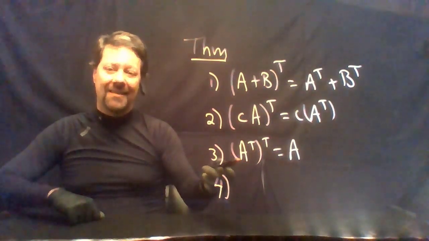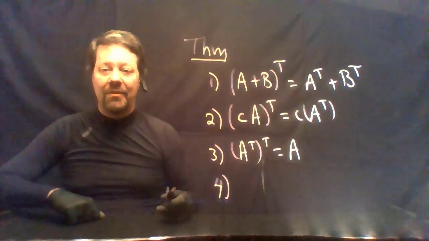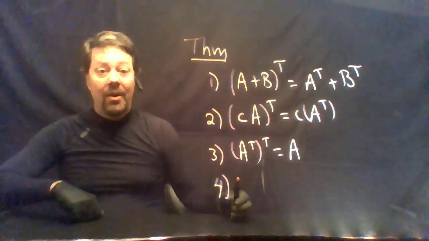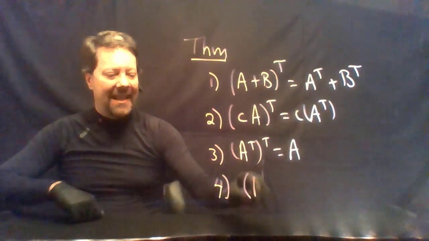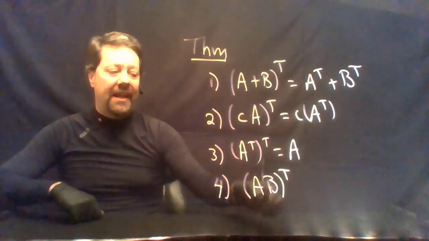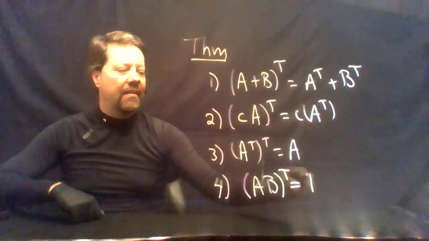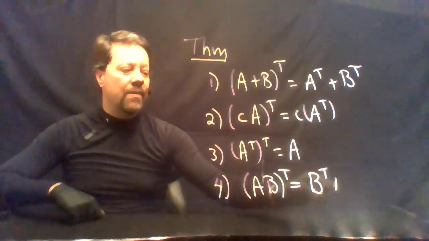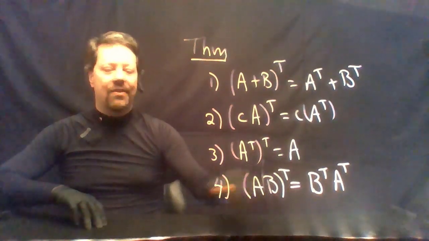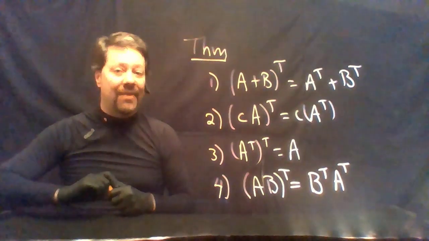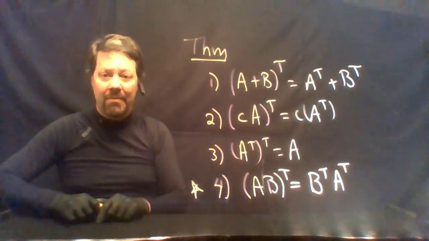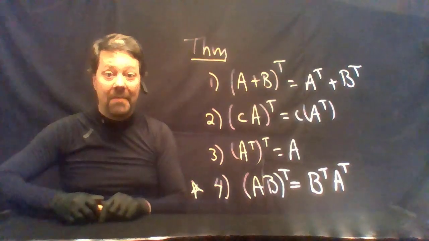This should be no surprise. If you reverse the roles of rows and columns twice, you end up with what you had to begin with. Most important for you to understand is that when you take the transpose of a matrix product, it reverses the order. AB quantity transpose is B transpose times A transpose. The fourth property being most important and the least obvious, we had better prove it.